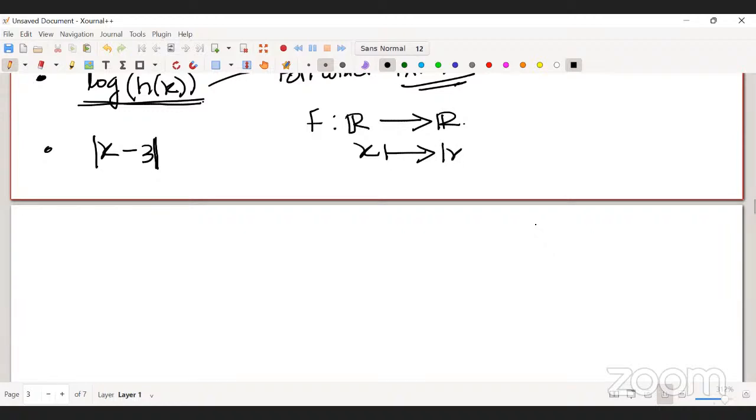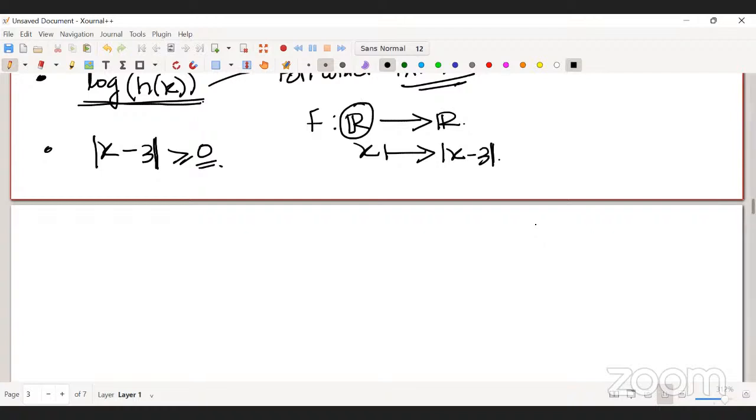Okay, so this is modulus, right? So this is always greater than or equal to 0. So this function is defined for all real values of x. That's why you can make a function. Whenever you are saying that you want to define this function from R to R, I guess you are assuming that this function is valid for all reals. Otherwise I cannot write this as from R to R.